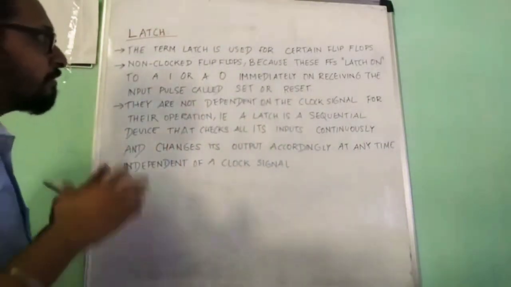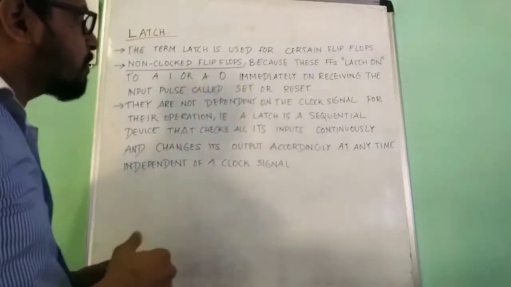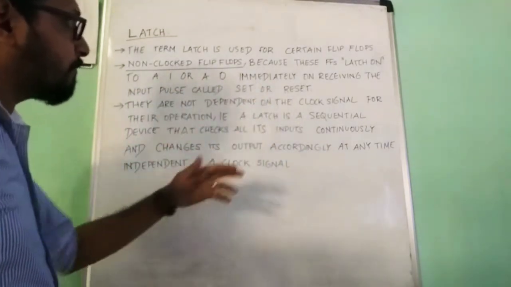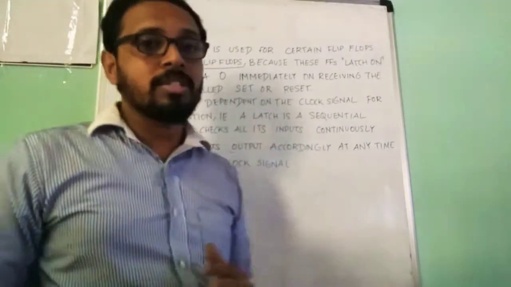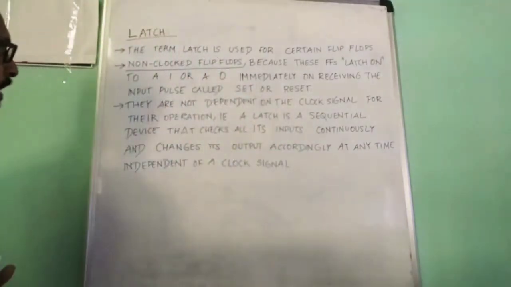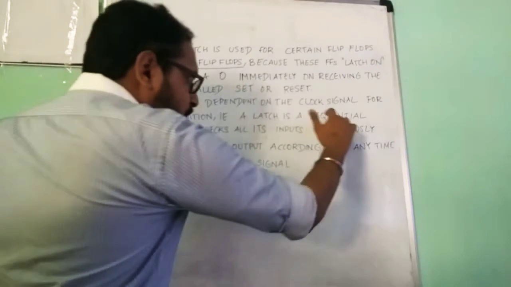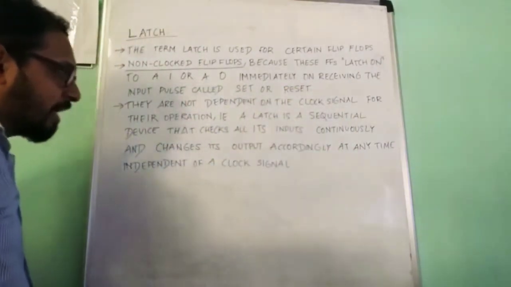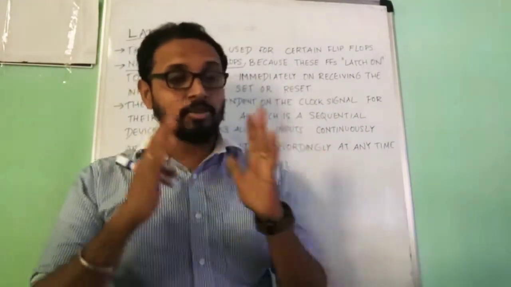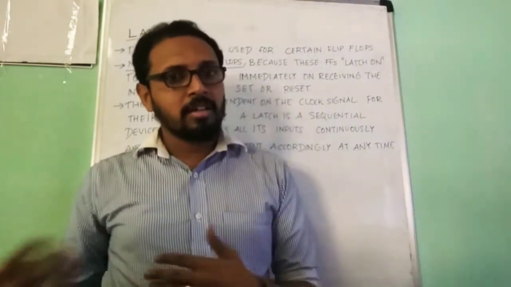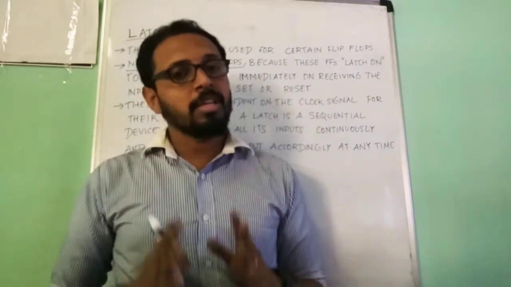The term latch is used for certain flip flops, non-clocked flip flops. They are called non-clocked flip-flops because these flip-flops latch on to a 1 or a 0 immediately on receiving the input pulse called set or reset, based on the input. They are not dependent on the clock signal for their operation. That is, a latch is a sequential device that checks the inputs continuously and changes its output accordingly at any time, independent of the clock signal. So there is no clock signal in the case of a basic latch. In the case of gated latch, the concept will be different. I will explain later. But for the ordinary latch or the basic latch, there will not be a clock signal.